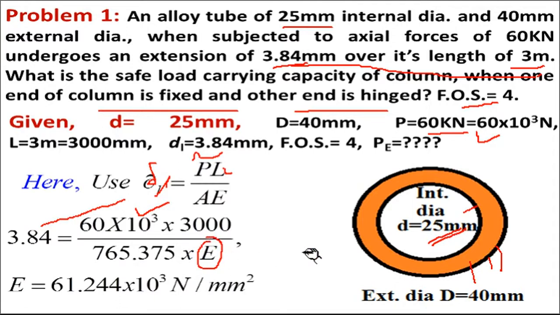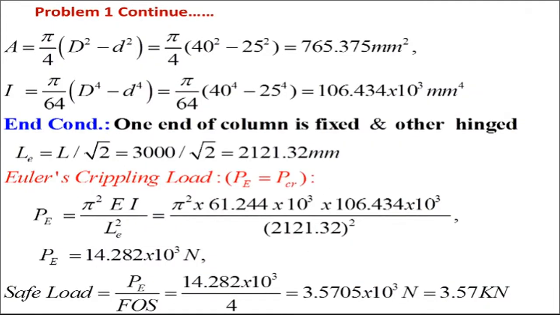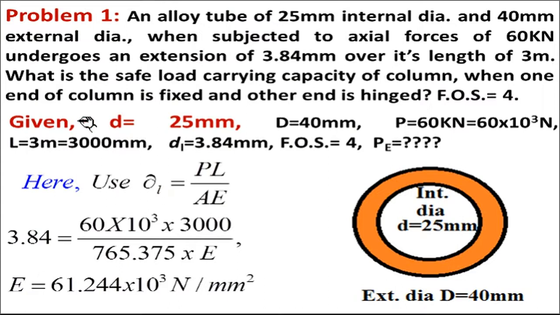For what purpose are we doing this exercise? To know the value of E, because E is not mentioned in the problem, but sufficient data is available to calculate it, and that value of E is 61.244 into 10 to power 3 Newton per mm square. Newton per mm square means MPa, megapascal. After knowing E, you can use Euler's formula. But what is the end condition mentioned here? One end of the column is fixed and the other end is hinged.